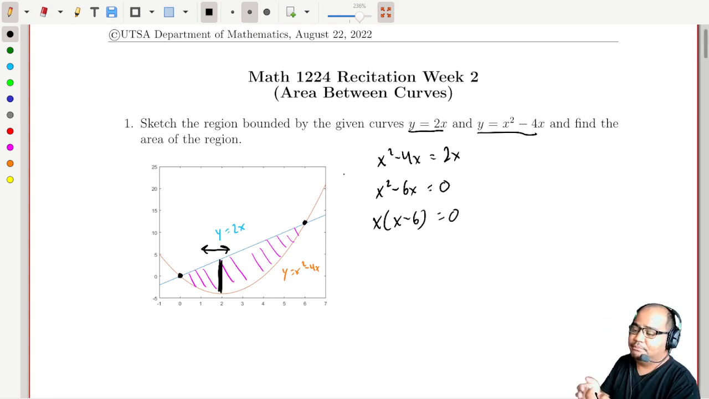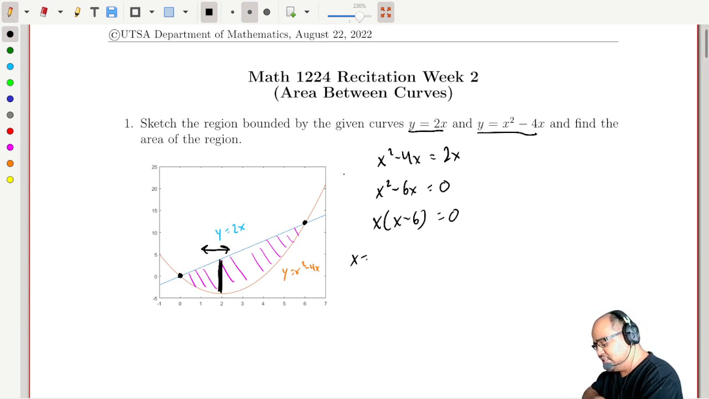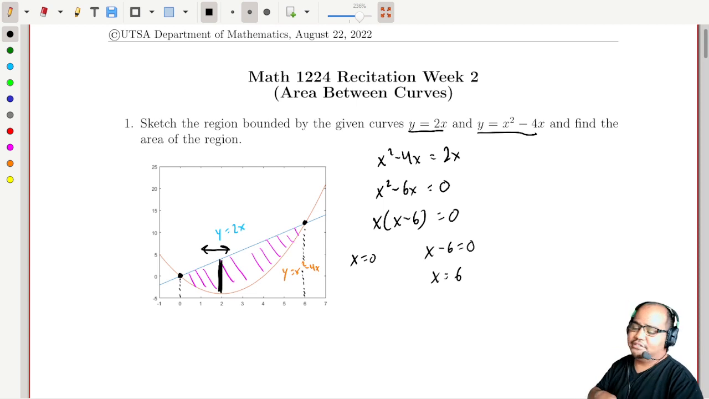We remember some of the basics from algebra, right? Whenever I have a bunch of things multiplied together that multiply to 0, I know that at least one of those factors is 0. So that means we have x equals 0, or x minus 6 equals 0. And of course, in the latter, we have x equals 6. If you look in the picture here, that does agree with the x intersection points here.